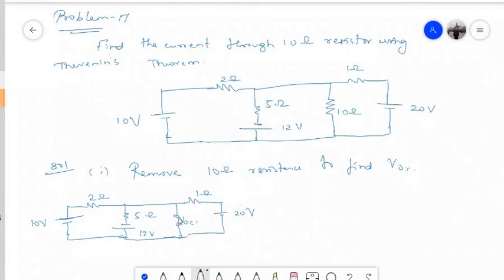If you look at these open circuited terminals, this 5 ohm resistance and this 12 volt source are in parallel. So ultimately, the voltage at this node A and the voltage at this particular point are the same. I hope you will agree with this. The voltage at this point and this point are the same because we don't have anything in between. So let's try to find the voltage at node A using nodal analysis.